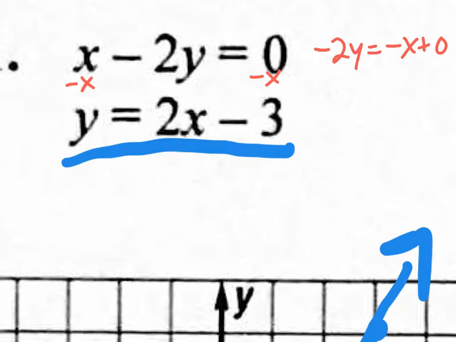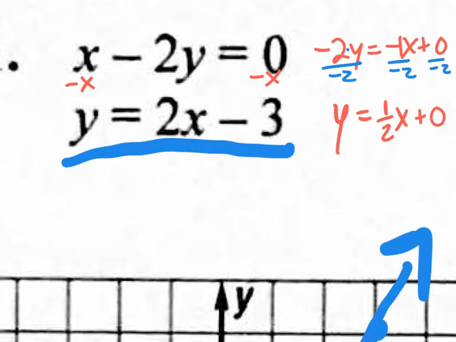And of course, we want y by itself. You don't want that -2 in front of the y. So let's divide by -2. So we will end up with this red equation, y equals a negative divided by a negative is a positive, and there is an invisible 1 right here, so 1/2 x, and 0 divided by anything is still 0. So there's our red equation.